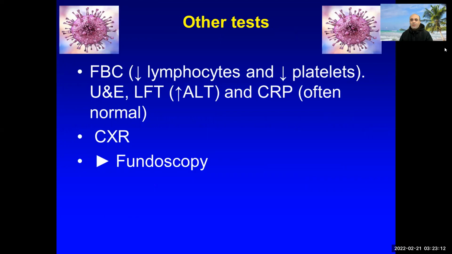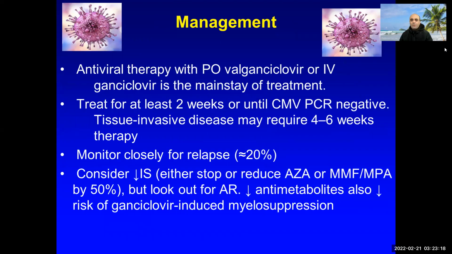Other tests I can do, within the pancytopenia and the transaminitis, elevated liver enzymes, also chest X-ray and endoscopy for chorioretinitis. Management, as I mentioned for you: antiviral therapy, PO valganciclovir or IV ganciclovir, is the mainstay of treatment. Treat for at least 2 weeks or until CMV by PCR is negative. Tissue invasive disease may require 4 to 6 weeks of therapy. Monitor closely for relapse, around 20%.